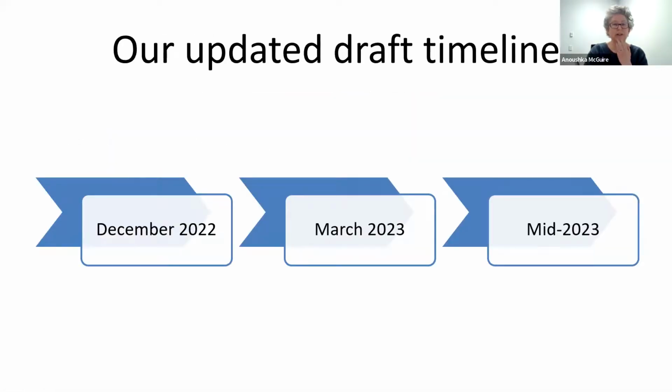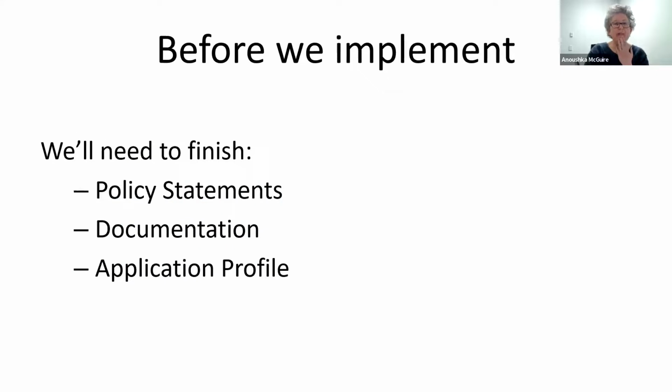Right. Sorry. Before we implement, we need to finish our policy statements, which I've talked about, our associated documentation, and make sure that is in a really useful, ready to use state. And then we've got an application profile to make. So the application profile is just like an overview of what to expect in our metadata. So a summary essentially of which elements we always use, which elements we never use, which elements are core for us, which are optional.